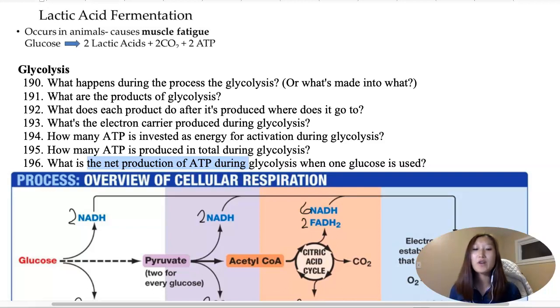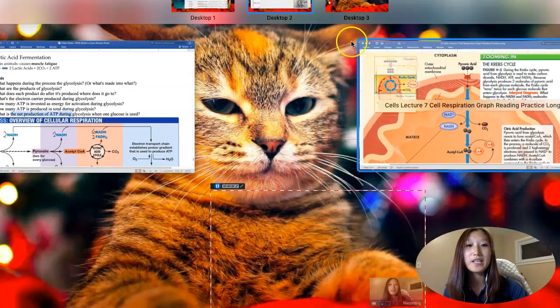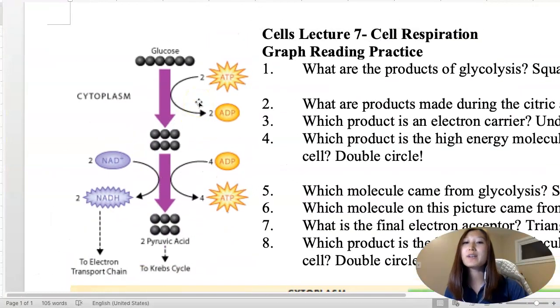This is part 2 of review part 9. We're going to talk about the specific steps of cell respiration. So we're going to start with glycolysis. Let's take a look at this picture right here. This picture shows you how glycolysis works, sort of.